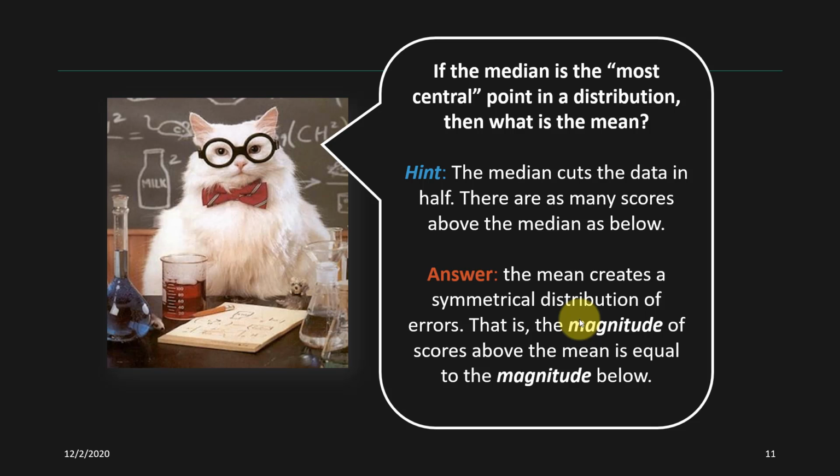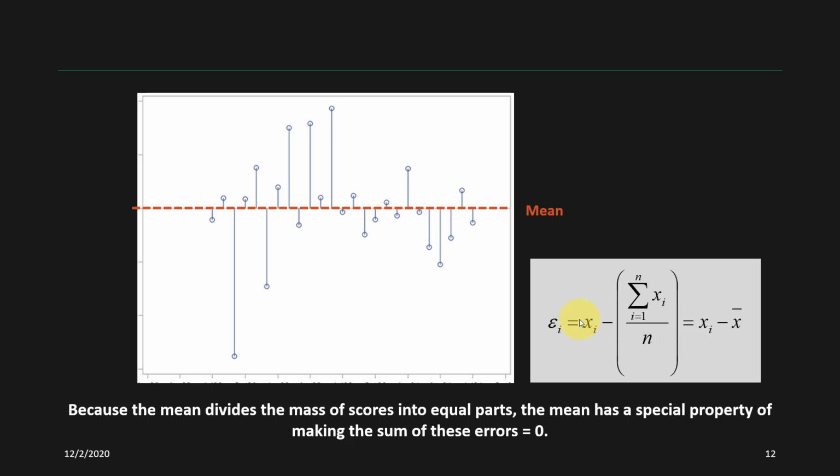Okay, so the answer to this question is that the mean creates a symmetrical distribution of errors, which is to say that it puts the same magnitude of scores above the mean as there is below the mean. So the median puts an equal number of scores above it as below it, but the mean puts an equal mass of scores above it as below it. And this gives the mean some unique properties.